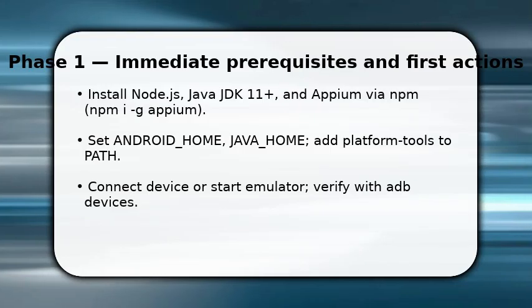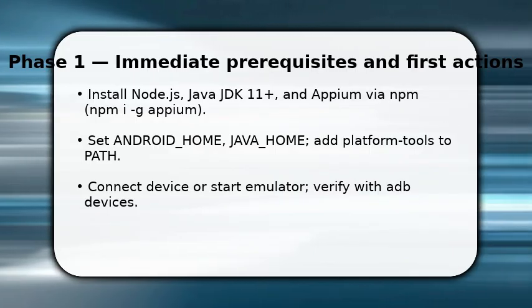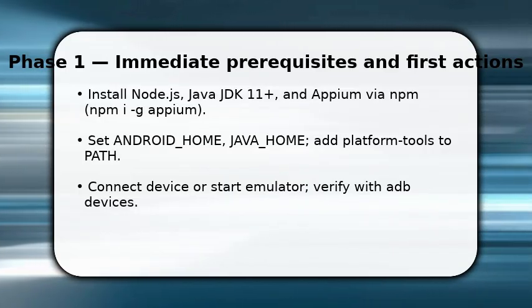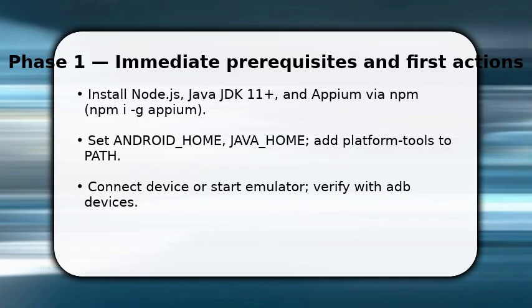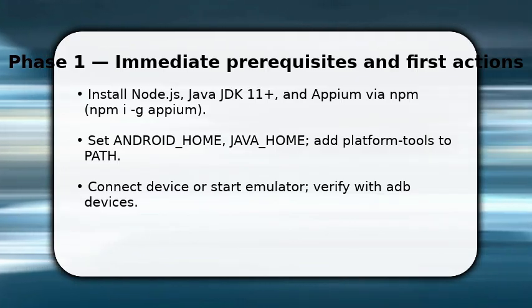Enjoy the video. You begin by ensuring core tools are ready. Install Node.js and Java, then Appium globally so the server is available. Once done, set ANDROID_HOME and JAVA_HOME environment variables and add platform tools to your path so adb works from any shell. Plug in your phone or boot an emulator and run adb devices. Confirm a device ID appears. This step matters because Appium needs a reachable device and correct toolchain. It saves debugging time later.